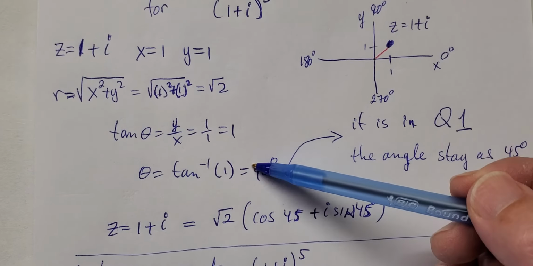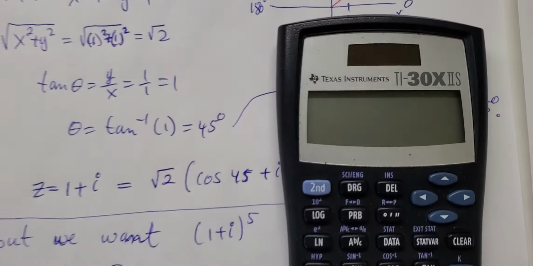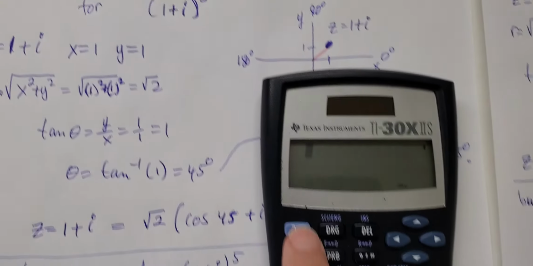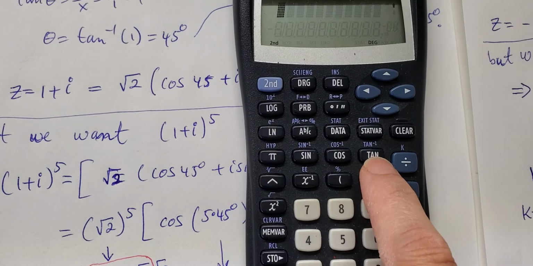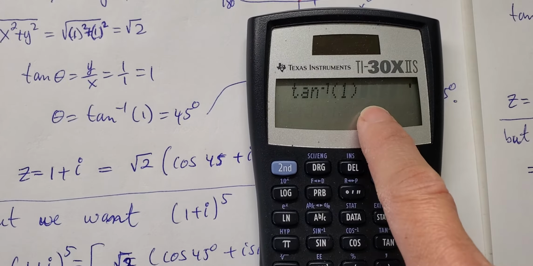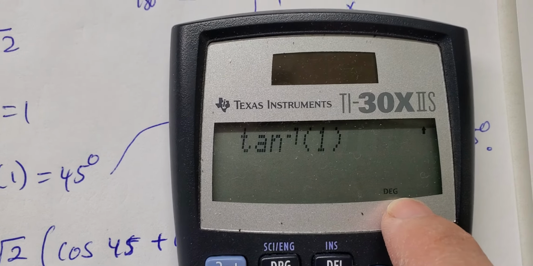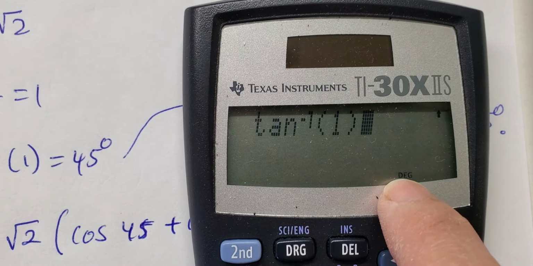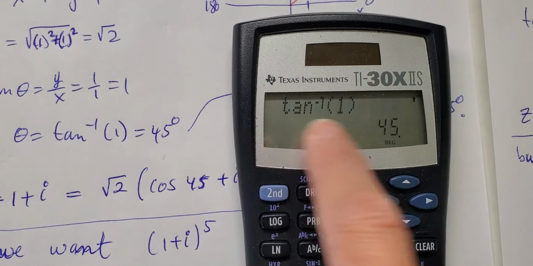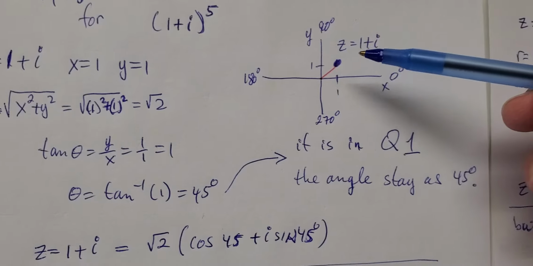Just put this in your calculator. Second, and tangent inverse is right here. Put the 1 in, close the parentheses, and before you do anything, make sure it is in degree mode. Then press equal, and there it is: 45 degrees.